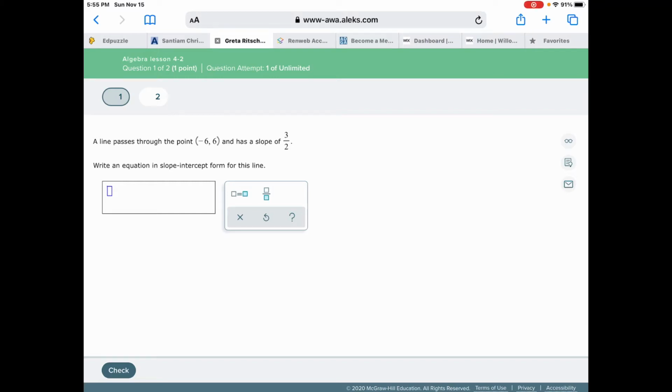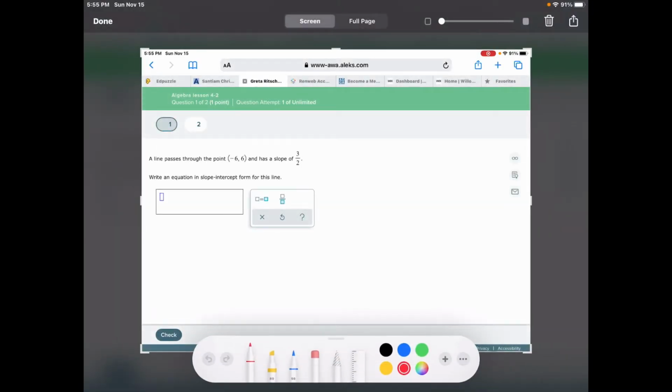Hi guys, let's work some problems from the practice lesson 4.2. There's only 2 problems, but I want to show them to you in case you're having any trouble. The first one says a line passes through the point -6 and 6 and has a slope of 3/2. Write an equation in slope-intercept form.